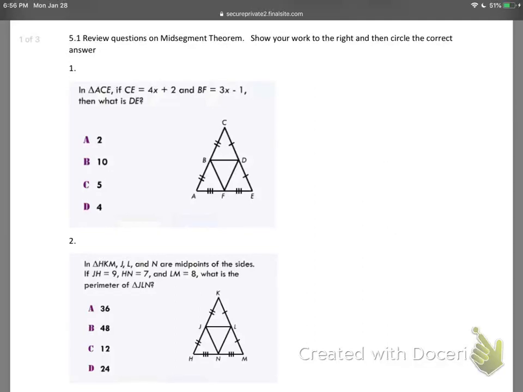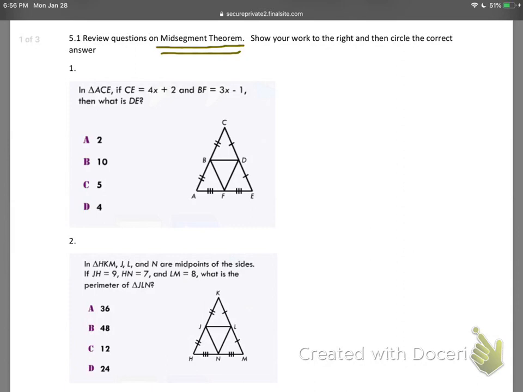Okay, the first two questions on the 5.1, 5.2 review ask you about material in 5.1. So remember, 5.1 is the mid-segment theorem. So go back and look at the notes if you do not remember the details of 5.1. So let's see what question 1 has to offer to us.